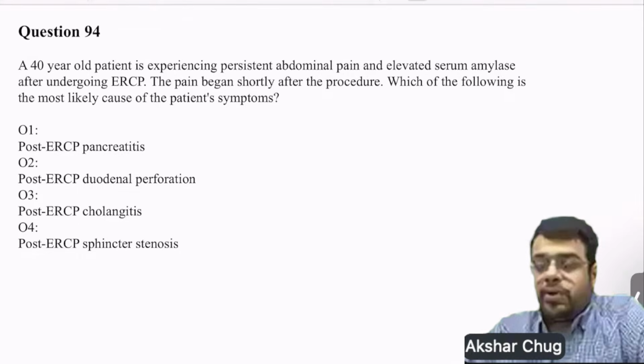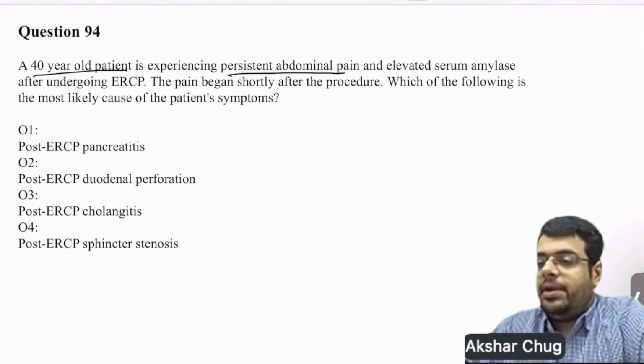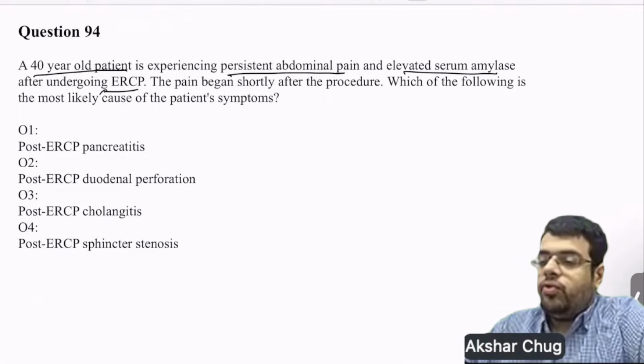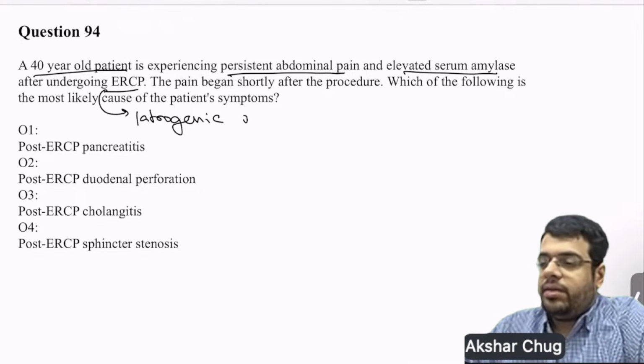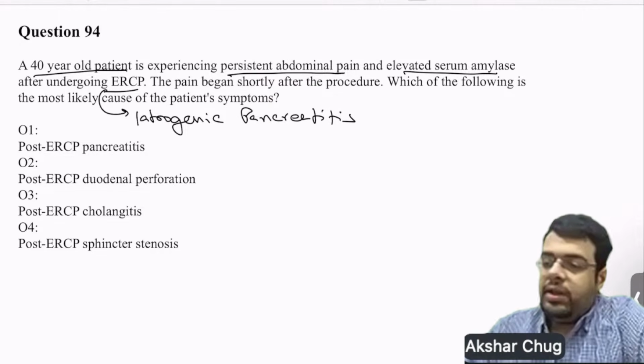Let's go to question 94. A 40-year-old patient experiences persistent abdominal pain and elevated serum amylase after undergoing ERCP. So mostly we are thinking in terms of iatrogenic pancreatitis. The pain began shortly after the procedure. Which of the following is the most likely cause of the patient's symptoms?